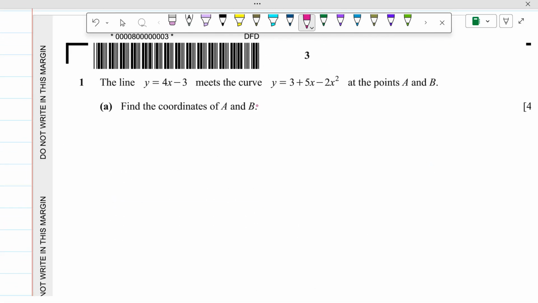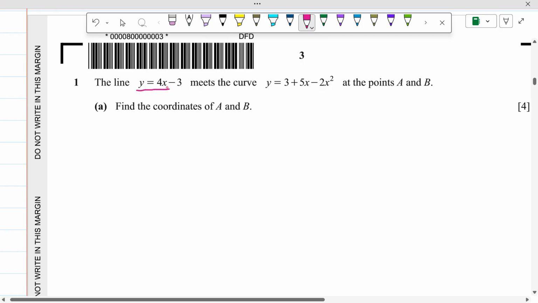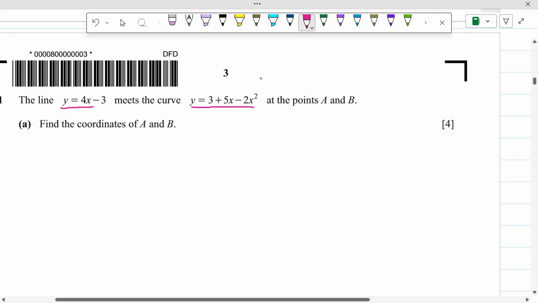I always suggest my students solve together. So pick up the pen and paper and solve together, and try to be one step ahead of me. The line y is equal to 4x minus 3 meets the curve y is equal to 3 plus 5x minus 2x square at the points A and B. So this is the equation of the line, and this is the equation of the quadratic, or you can say the equation of the parabola.